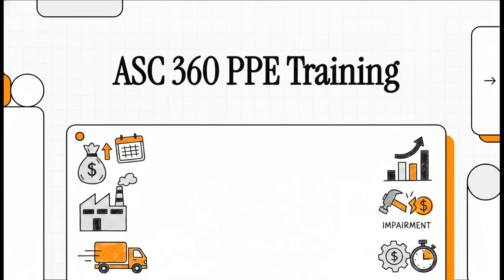Welcome back, everyone. We are moving right along in our ASC 360 Property, Plant, and Equipment training. In our last lesson, we tackled the heavy lifting of construction costs, interest capitalization, and asset retirement obligations. Now, we're transitioning into a really critical and, honestly, pretty fascinating phase of the asset lifecycle, post-recognition measurement. Let's get right to it.